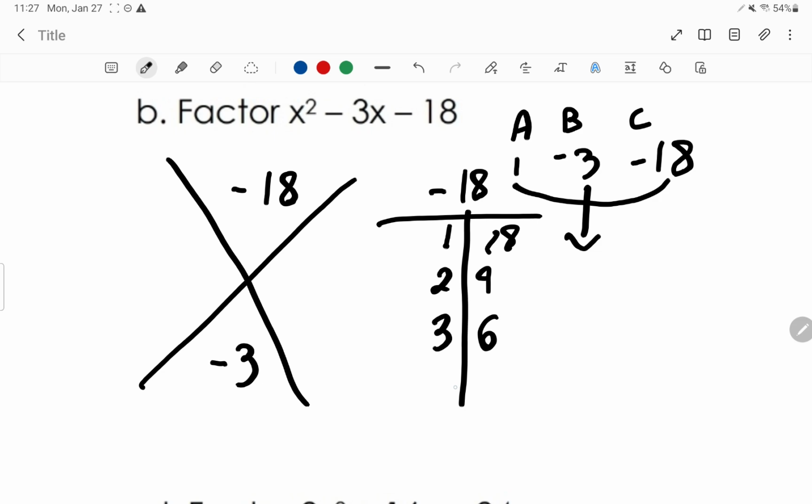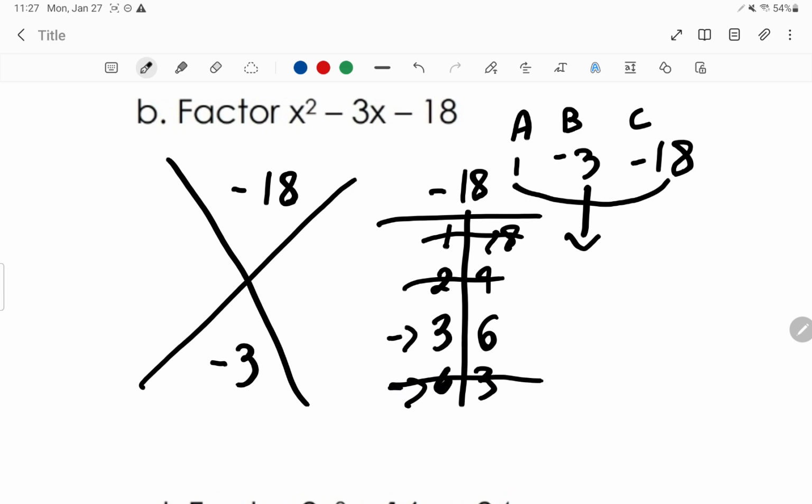And then 5 doesn't have 1, 4 doesn't have 1, and then 6 and 3. Okay. Now, I need to have a negative 3, right? Which of these ones can give me a negative 3? Obviously not that one, not that one, I can pick either this one or this one. It's basically the same thing, right? So I'm gonna pick this one.